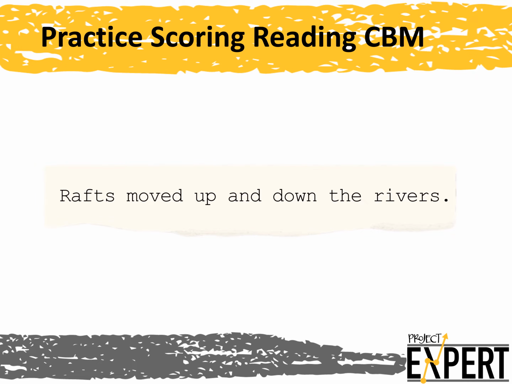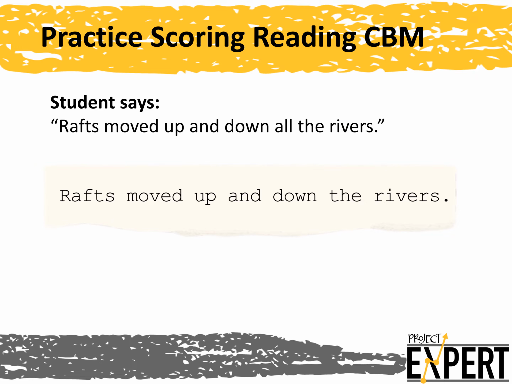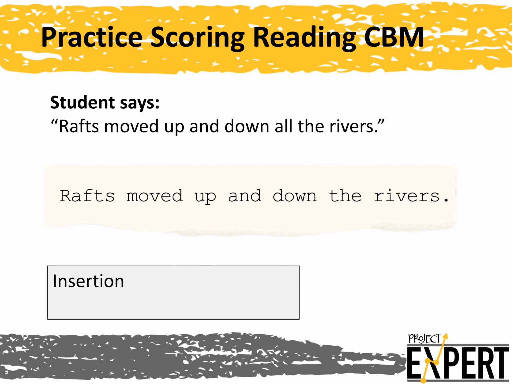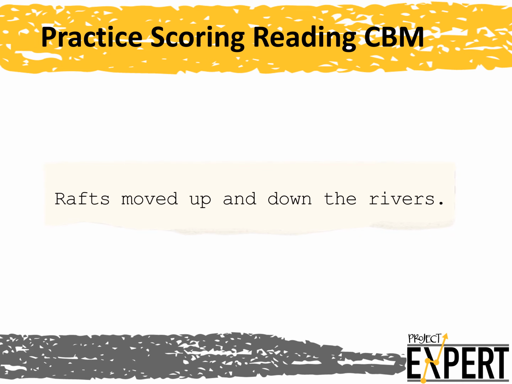The student reads, "Rafts moved up and down all the rivers." How would you score the sentence? The student inserted the word all. An insertion is counted as correct reading, so there is no error. You may want to add a caret to indicate an insertion if you like. If you scored 7 out of 7 words correct, that's right.